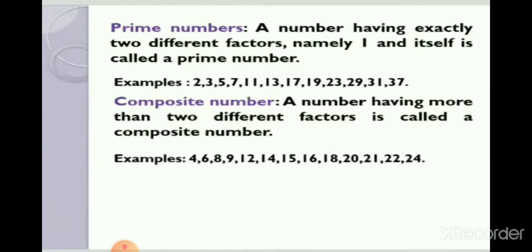Composite number. A number having more than two factors is called a composite number. So here you can see 4, 6, 8, 9, 12, 14, 15, 16, 18, 20, 21, 22, 24. These all numbers have more than two different factors. That is why they are known as composite numbers.